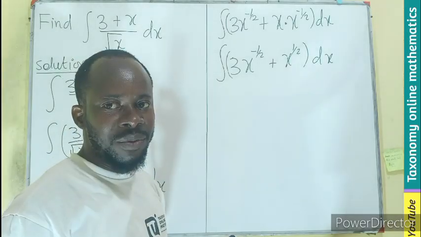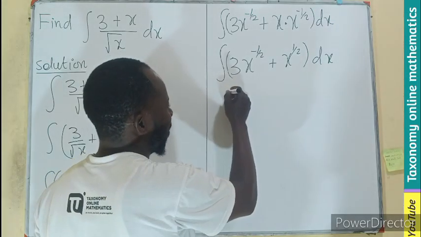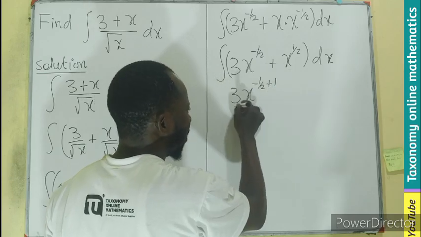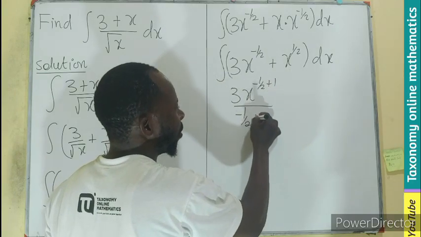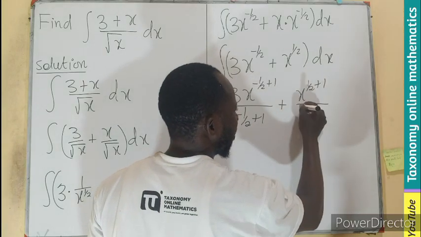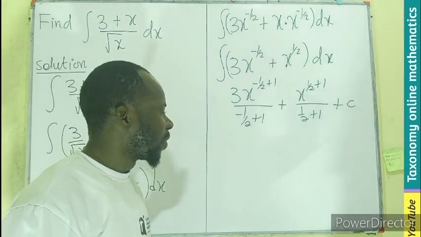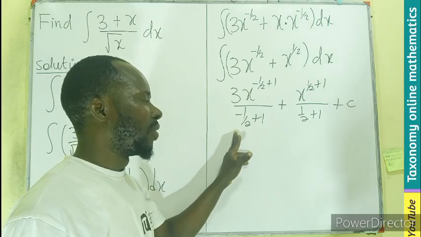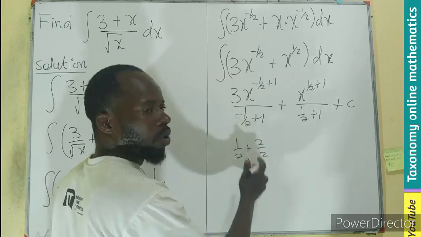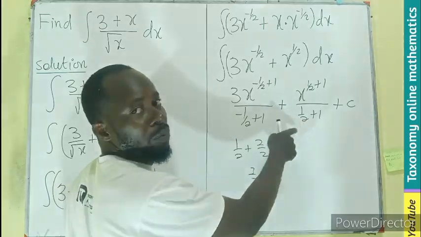Now we can perform the integration, whereby we add 1 to the power and divide by the result. So I'll have 3x exponent negative half plus 1, divided by negative half plus 1, then x exponent half plus 1, divided by half plus 1, plus the constant of integration. Here, 1 minus half is 1 over 2 plus 2 over 2, and we know 2 over 2 is 1, so that gives us 3 over 2 in this denominator.